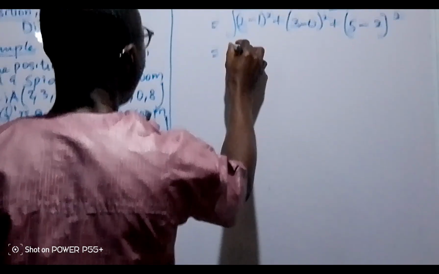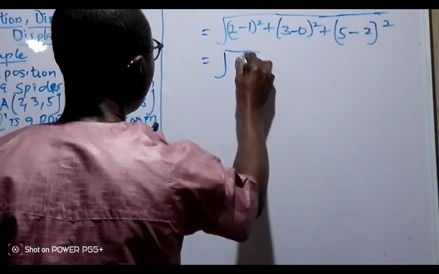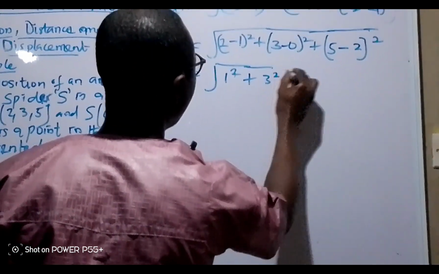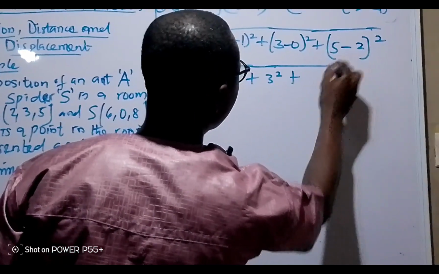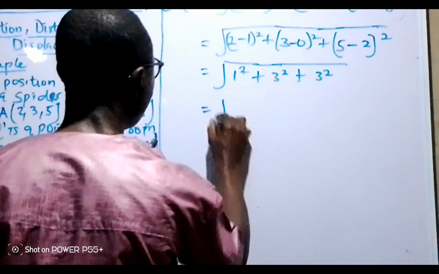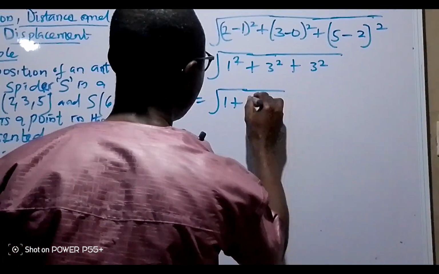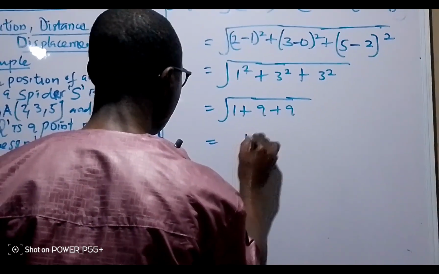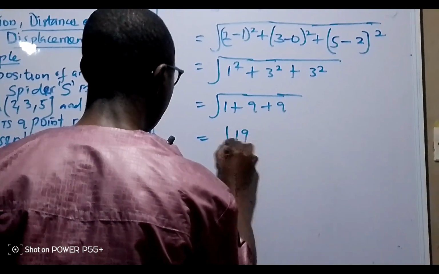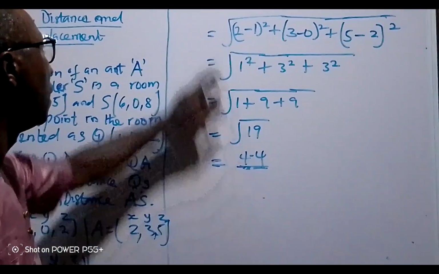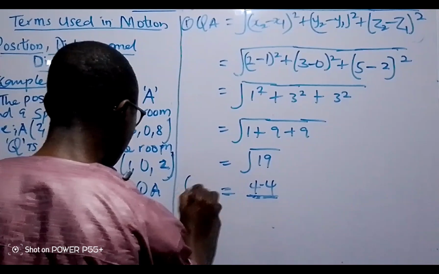So this one will now give us 1 square plus 3 square plus 3 square. So it will now give us 1 plus 9 plus 9. This one will now give us 19, the square root of 19. The answer for this one is 4.4. That is the distance between the point Q and the ant.